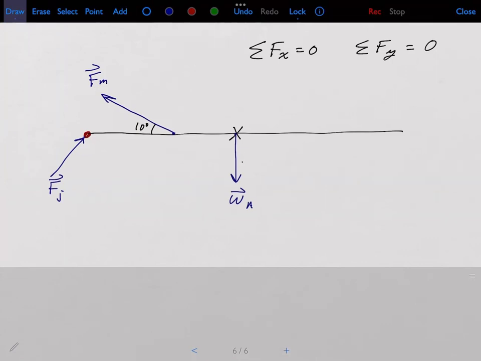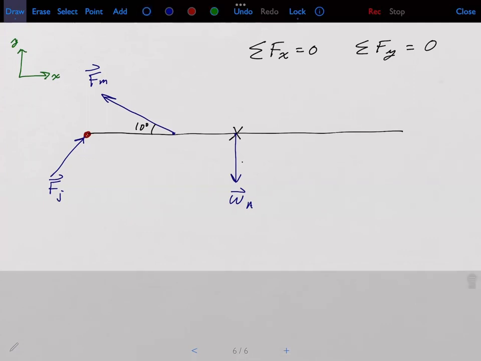So the acceleration in the X and Y directions are 0. So the sum of the forces must be 0. So that's what we're going to use to figure out Fj. What I need to do here is find the components of each of those forces, right? So if this is my standard coordinate system, I'm just going to use X going to the right and Y going vertical. I want to find the X and Y components of each of those forces.